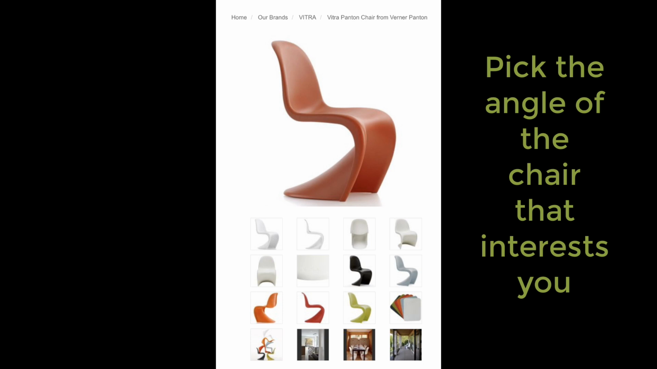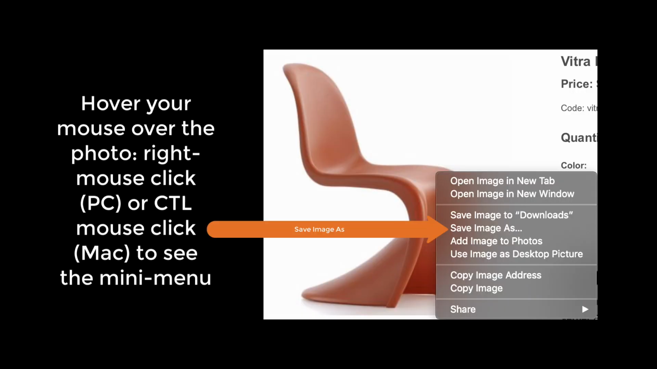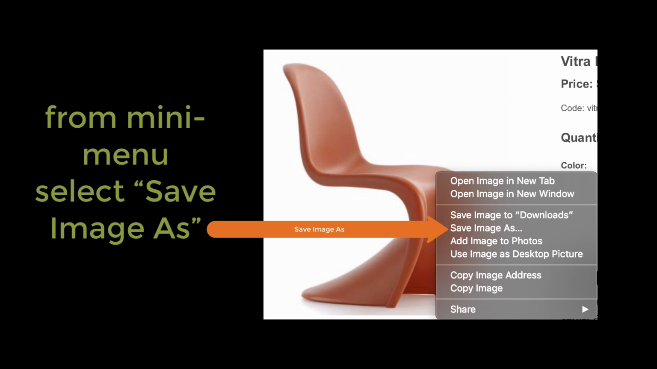Select the image from the angle which you wish to replicate. Hover your mouse over the photo. Right mouse click on a PC or control click on a Mac to get this mini menu. From the mini menu, select Save Image As.